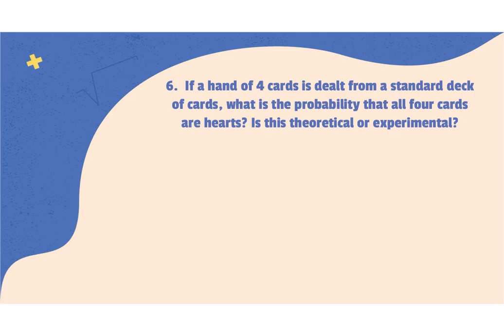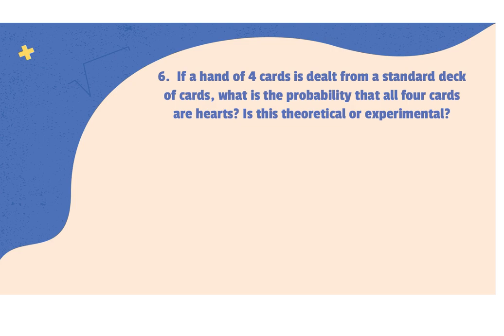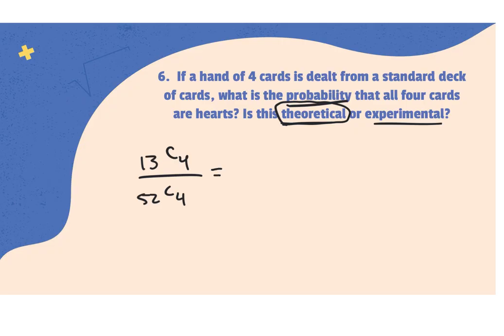All right, so a hand of 4 cards is dealt from a standard deck of cards. What's the probability that all 4 cards are hearts? We're trying to figure out a probability, so it's going to be theoretical. We didn't actually get dealt cards and see if we got 4 hearts. There are 13 hearts and we're getting 4 of them in no particular order. Then we're taking 4 cards out of 52, so 52 choose 4.